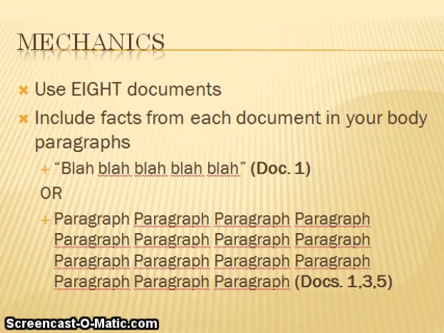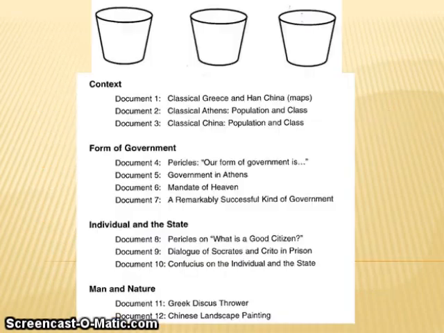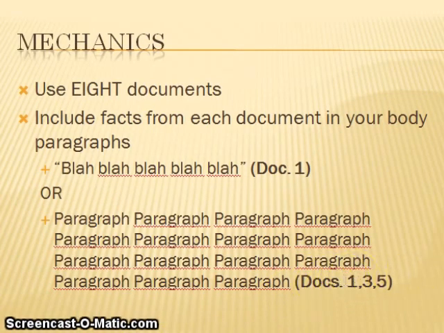So for this DBQ, you're going to use 8 documents. Pretty soon you'll be using all of them, but for now we'll just start with 8. And include facts from each one. But if you quote them, here's how I would like you to do it. If you take a direct quote, word for word, from Pericles, for instance, put a little document number in parentheses next to it. Or if you use a couple of documents, write the paragraph and then say documents and then put the numbers there.